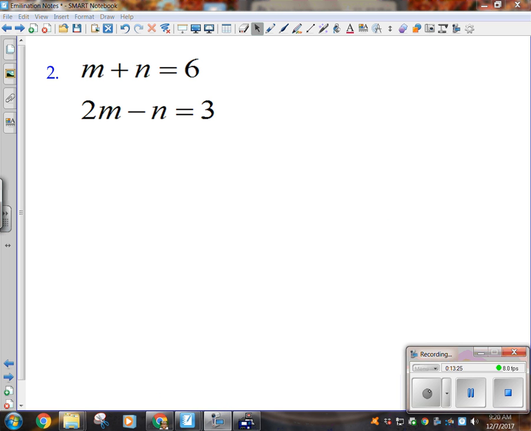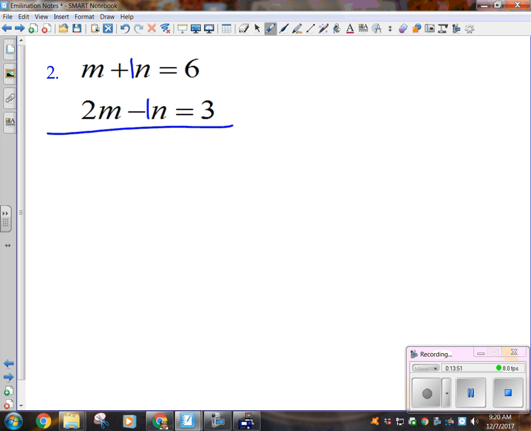All right, let's go do number 2. Okay, are they lined up? Yes. M's, N's equals a number. They're lined up. Now, do I have a positive and a negative of the same number with an M or the N? N, right. There's not a number, but it's understood that there's a what? 1. So I do have a positive 1N and a negative 1N, so I already have it.